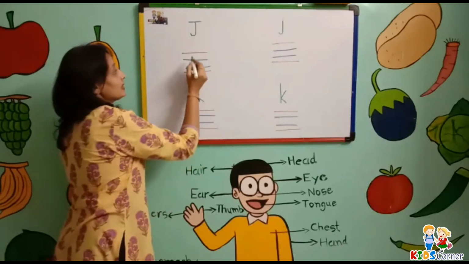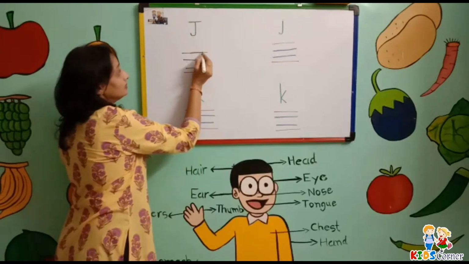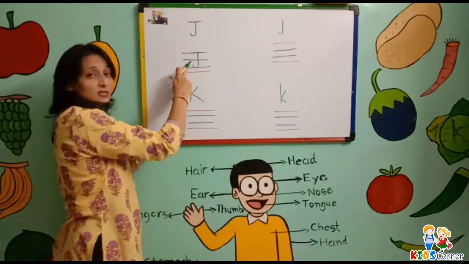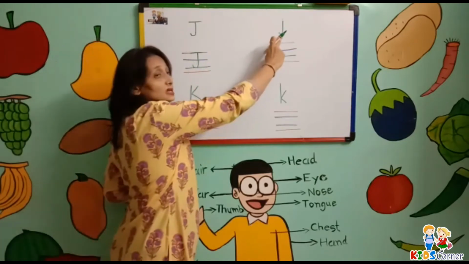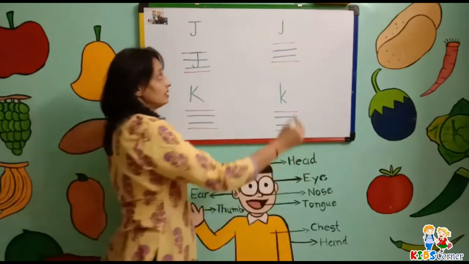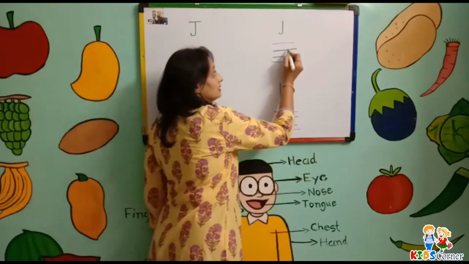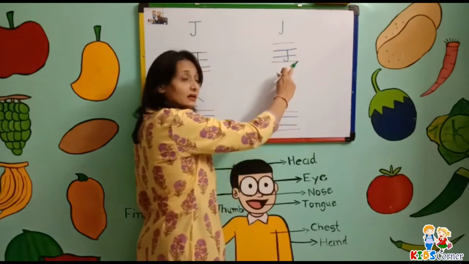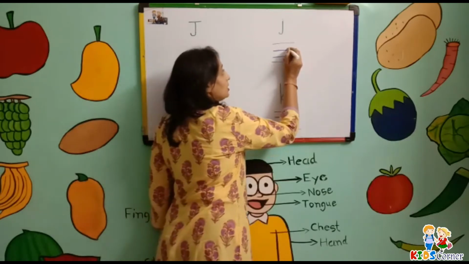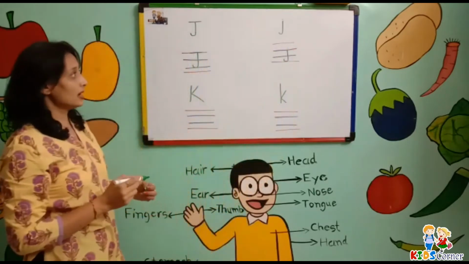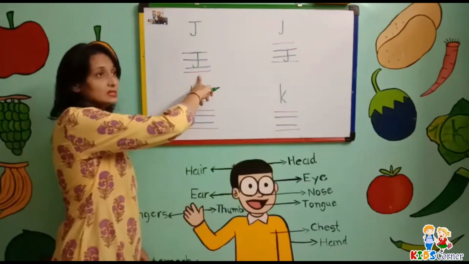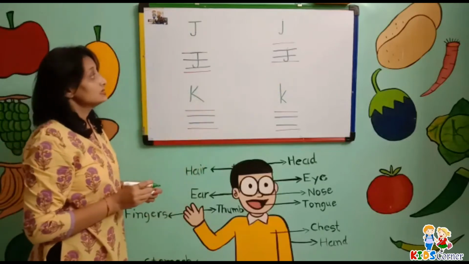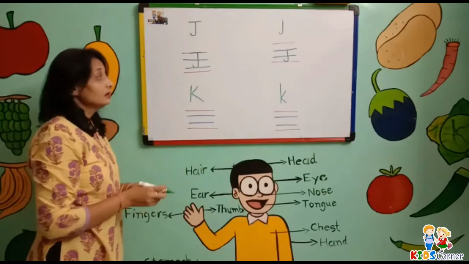Capital J we will make a red line, a standing line till the blue line and a small curve. This is capital J. And this is small j. Small j will start from the blue line. We'll make a standing line and a small curve till the red line and a small dot on the blue line. This is capital J and this is small j. J stands for jug. J stands for jackal.